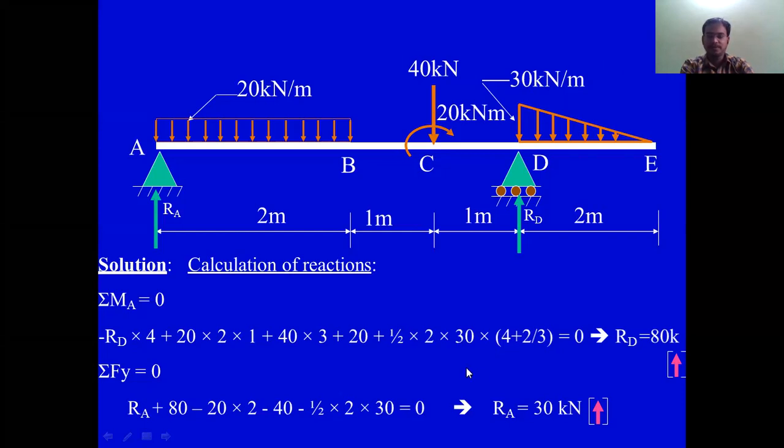Now coming to the vertical forces, Fy: RA plus RD minus 20 into 2 minus 40 minus half base height. So when you solve this, RA will be 30 kilonewtons. Both are in the upward direction because they are balancing the vertically downward forces.